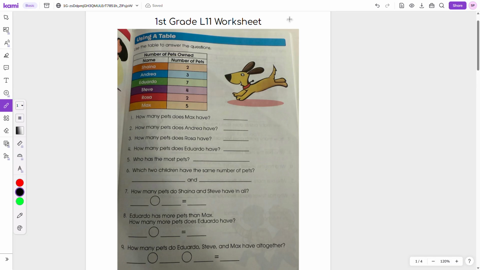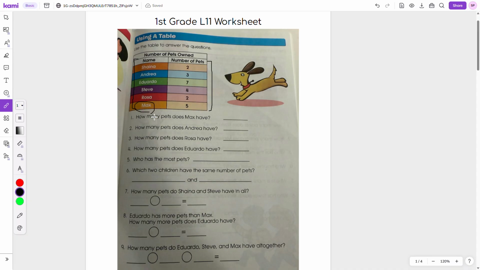Okay, today we're going to work on first grade lesson 11 worksheets. Use the table to answer the questions. So when you look at the left side of the graph, we have all the names, and then on the right side we have number of pets. Number 1, how many pets does Max have?